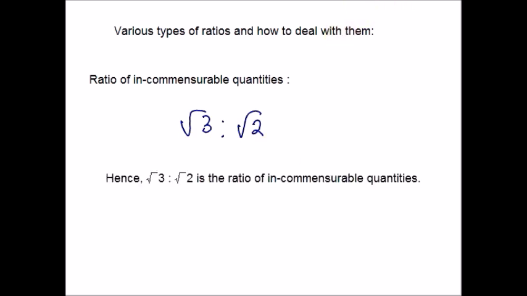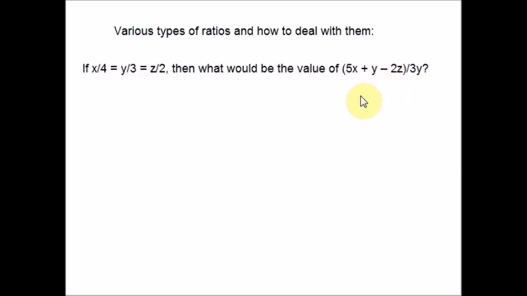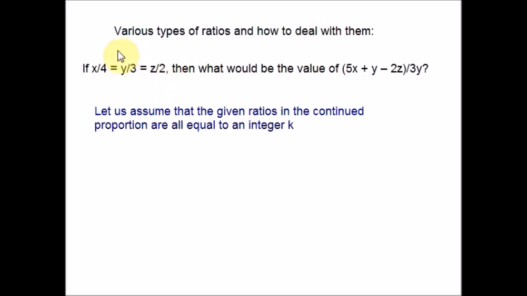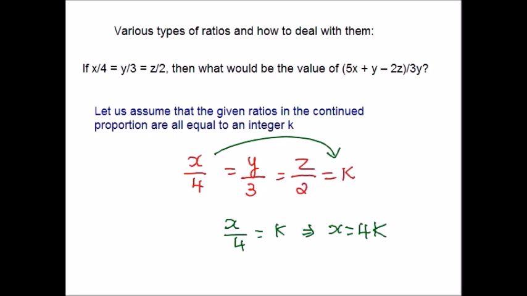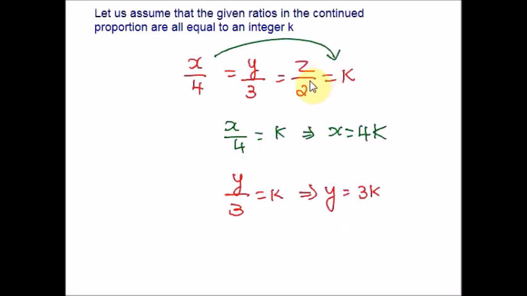Let us see an example on continued proportion. Let us assume that the given ratios in the continued proportion are all equal to an integer k. So you can set this equation equal to k. Now let us consider the ratios one at a time and solve for the variables. Equating the first one, we get this by cross multiplication. In the same way, let us equate the second one. Similarly, solve the third one and get a value for z by cross multiplication. So we have got some values for x, y and z. Now let us back substitute these values in the given equation.